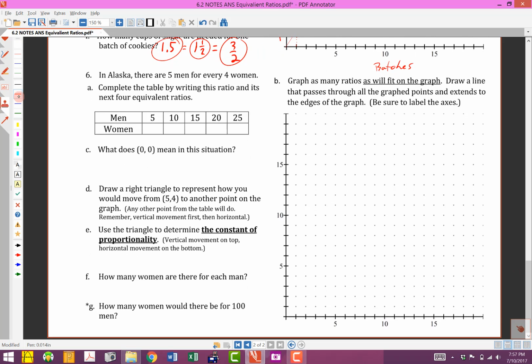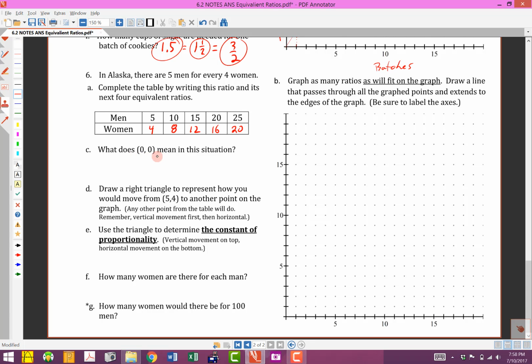Same type of instructions, and again, these are just like the ones on your assignment. So it says in Alaska there are 5 men for every 4 women, and we're going to complete the table. So that would be 5 men, 4 women. This would be 10 men. If that went up by 5 more men, that means 4 more women, so that would be 8. If we do 5 more men, that would be 4 more women, so that would be 12. You'll notice we're counting up by 5 on this one, and we're counting up by 4 on this one. So this next one's going to be 16, and this next one, another 4, would be 20.